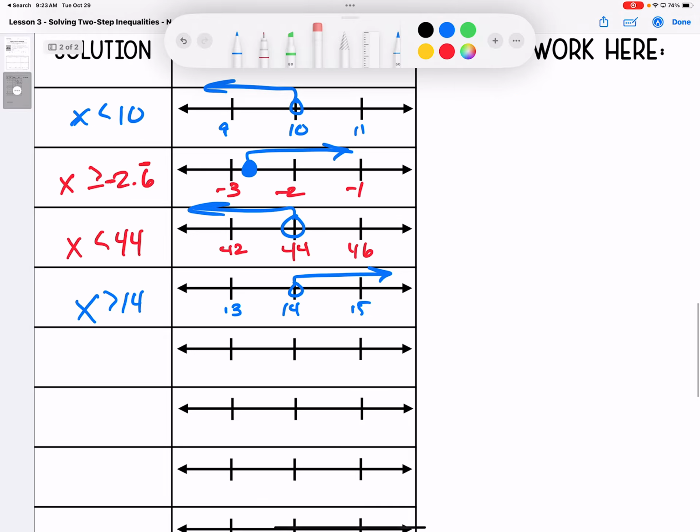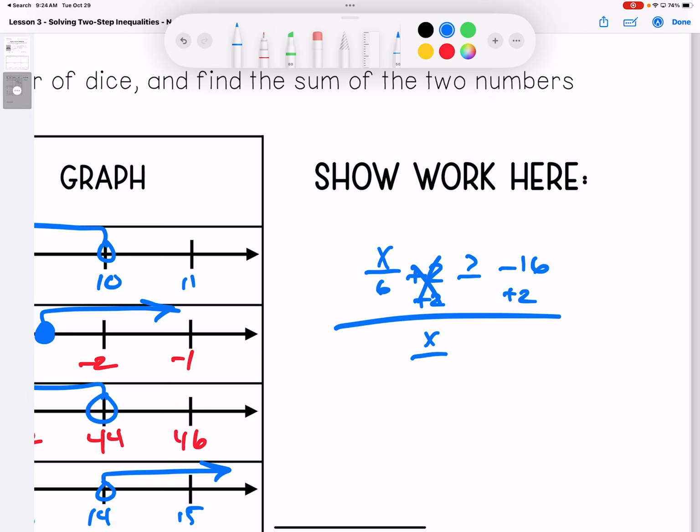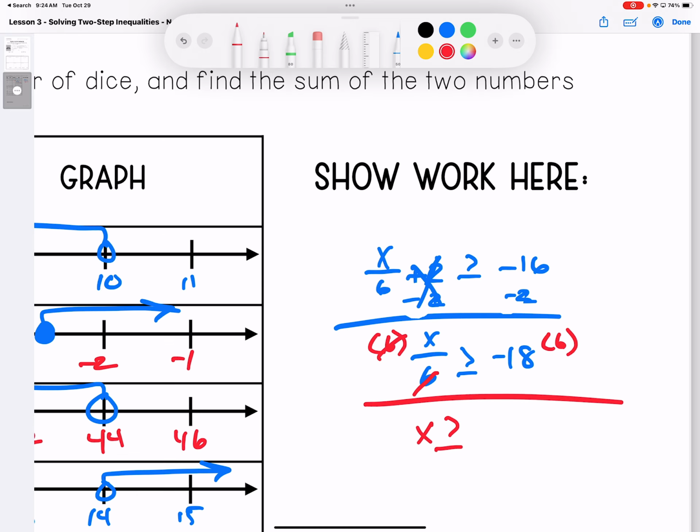All right, number 6. X over 6 plus 2 greater than or equal to -16. We're going to add 2 to both sides. X over 6. Hold up, check that. We're going to subtract 2 from both sides. My bad. All right, there we go. X over 6 is greater than or equal to -18. And we're going to multiply both sides by 6. X is greater than or equal to -108.